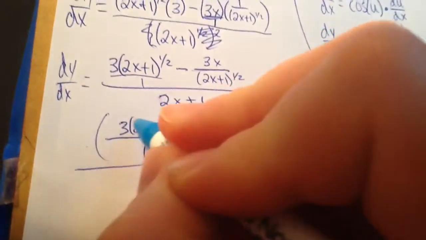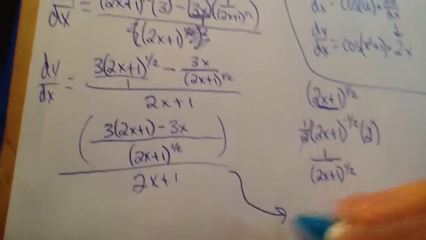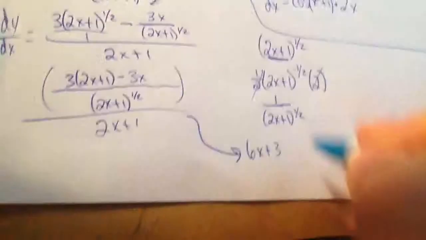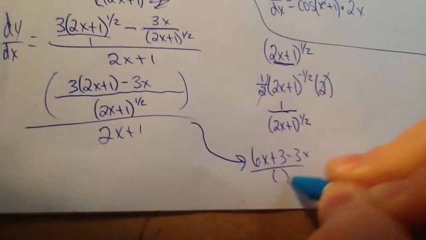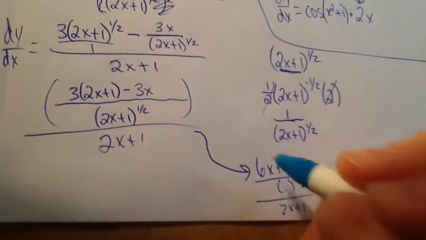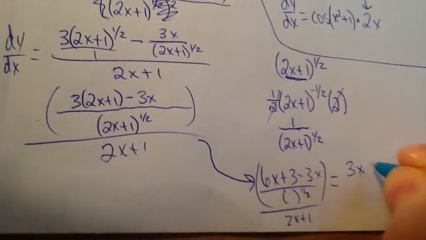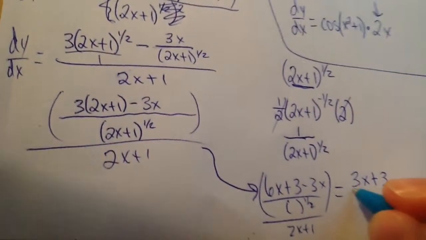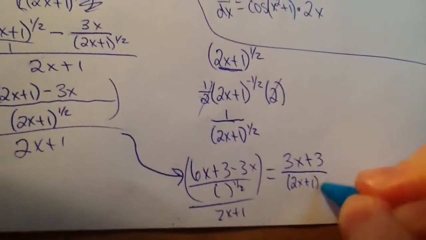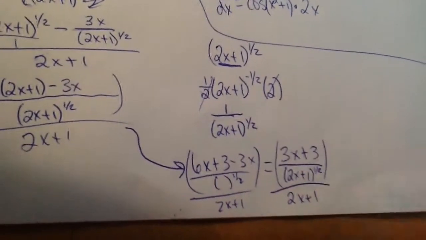Keep it going here, do a little distributive property, that'd be 6x. I'm running out of row. 6x plus 3 minus 3x over that stuff to the 1/2 over 2x plus 1. Still got that. 6x minus 3x, so I have 3x plus 3 over 2x plus 1 to the 1/2. And that's all over 2x plus 1.